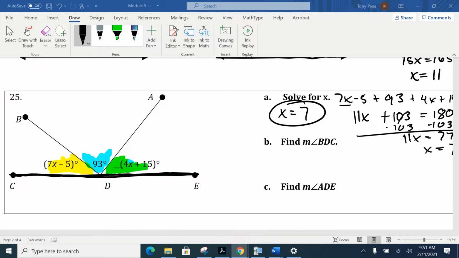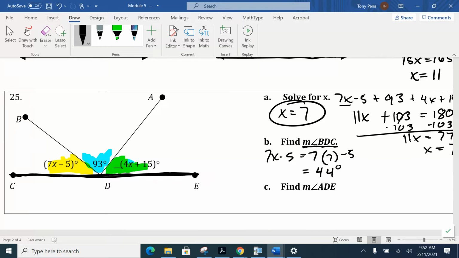All right, so the measure of angle BDC, in terms of my colors, hopefully we can look at that and understand that BDC is the yellow angle that I have shaded. Go from B to D to C. So you're going to take this 7x minus 5 expression, and we're going to replace our x with the x value of 7 that we had solved earlier. So 49 minus 5 should be 44 degrees.